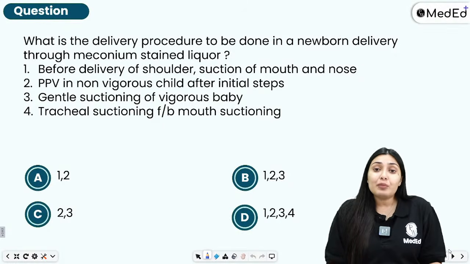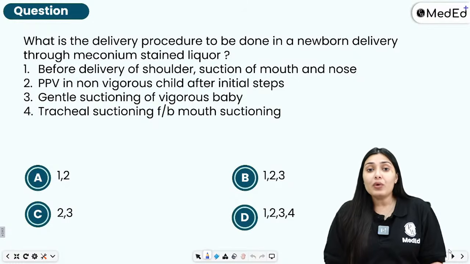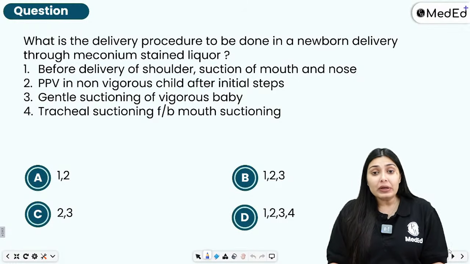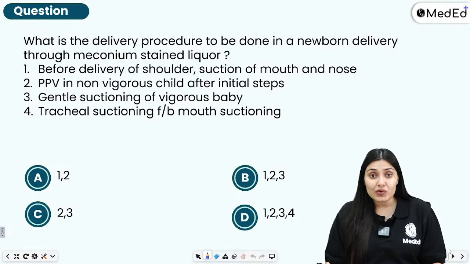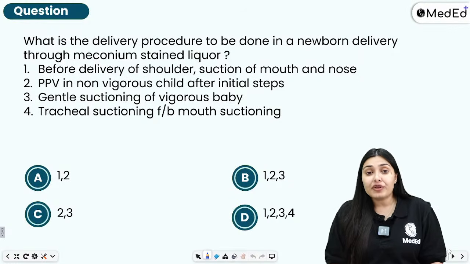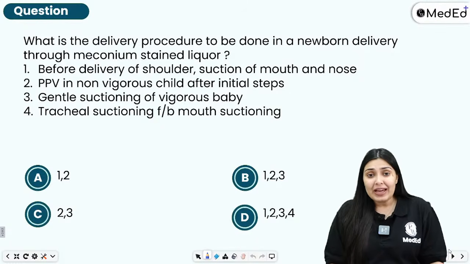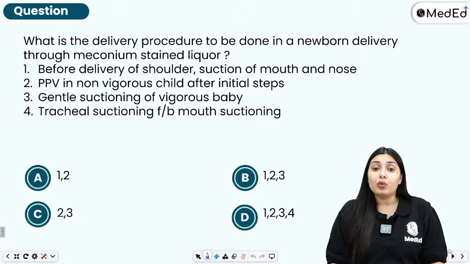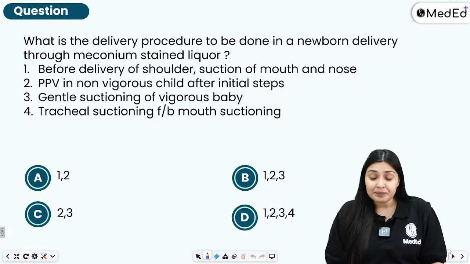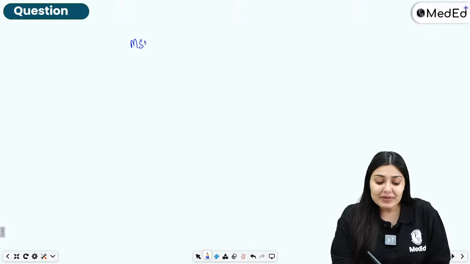What is the delivery procedure to be done in a newborn delivered through meconium stained liquor? Before delivery of the shoulder, suction of the mouth and nose. PPV in a non-vigorous child after initial steps. Gentle suctioning of a vigorous baby. Tracheal suctioning followed by mouth suctioning. So let's understand what these meconium stained liquor babies are.